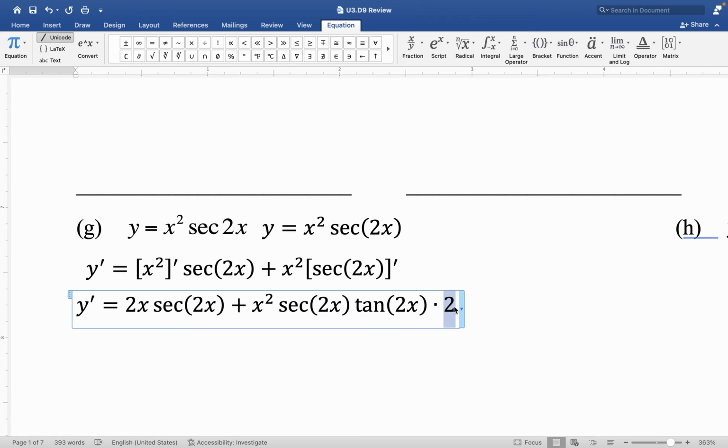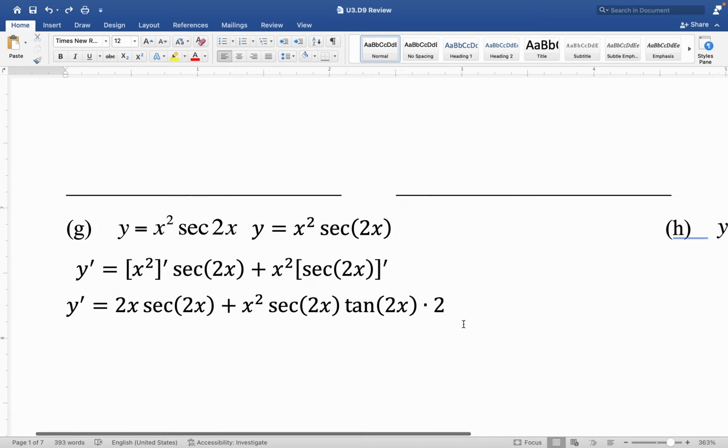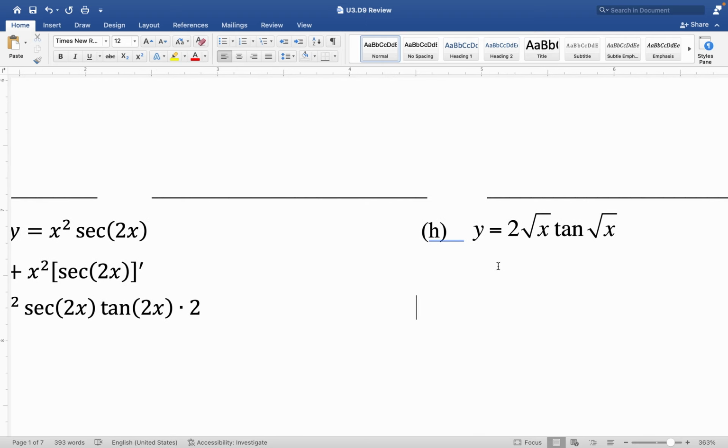Very sneaky, that too. This can be cleaned up a little bit. Maybe you'd put this 2 over here, and I guess maybe you could pull out a common factor or something. But that's not super important. I think that you guys can probably do that on your own. Let's move on to this one.